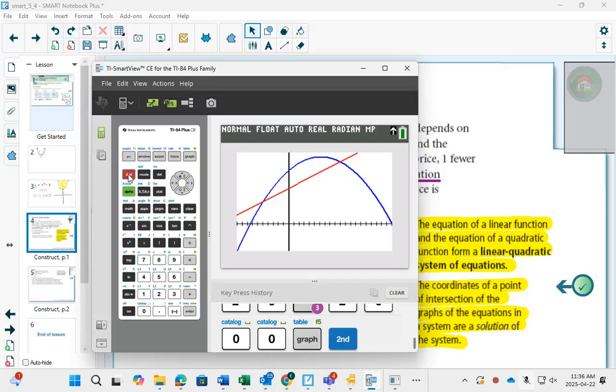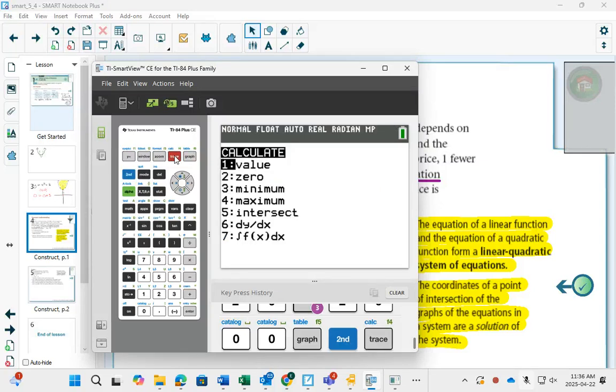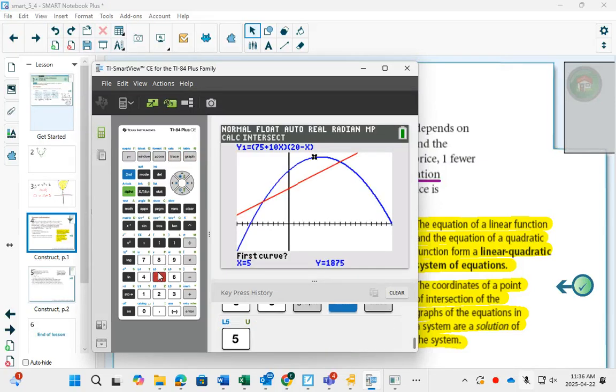Graphing calculator, everything you can solve on graphs is above the trace button. So we hit second, go to calculate above the trace button. And number 5 is the intersection. Push enter on your first curve, enter on your second curve, enter to guess, and it will always find the intersection closest to where your cursor was. So it's going to find the one on the right when I push enter on the guess.